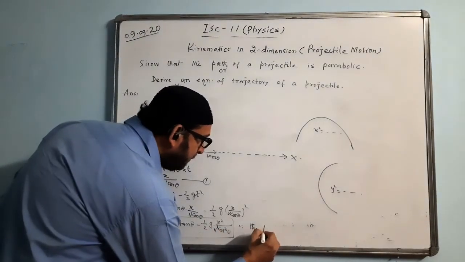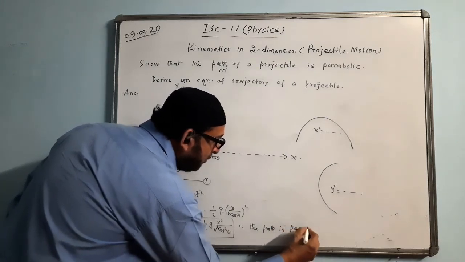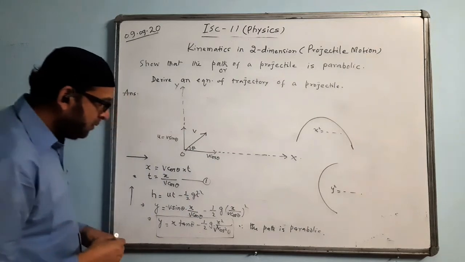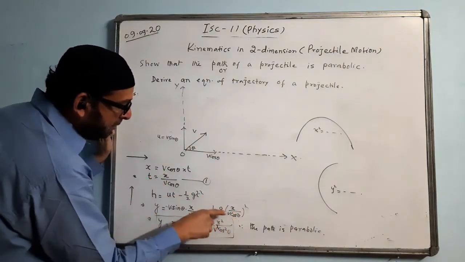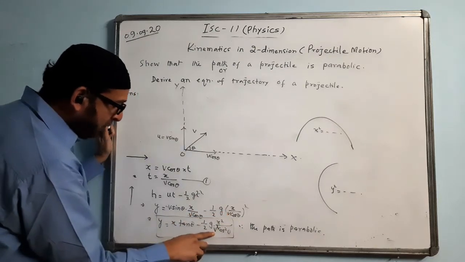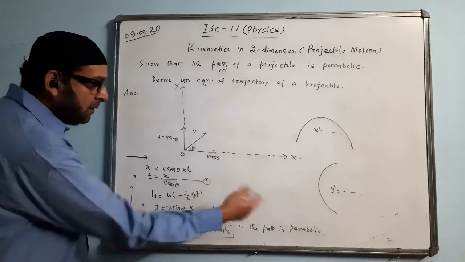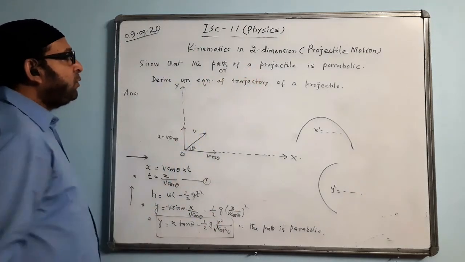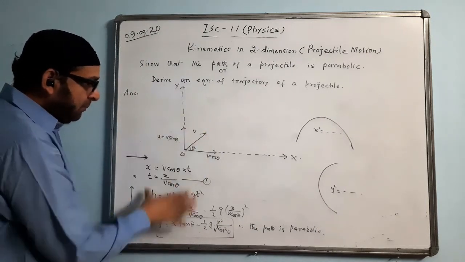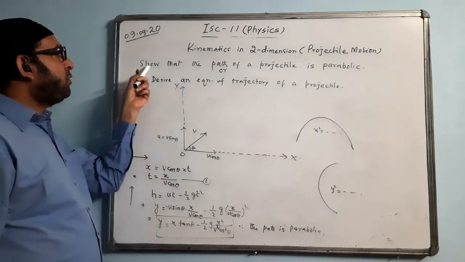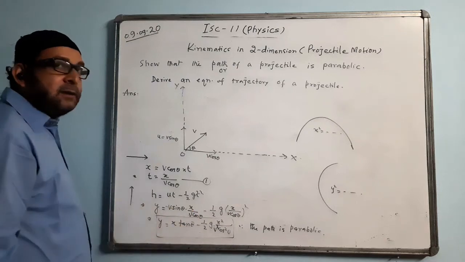Therefore the path is parabolic, we write like this. The value of t is x by v cos theta. I think I missed out v, so just add v also here, and the square will come. So this equation of trajectory represents a parabola. This is the proof. If the question comes to derive an equation of trajectory for a projectile, we will do the same thing. Or if the question asks you to show that the path of a projectile is parabolic, for that also we do the same thing. This is how we prove.